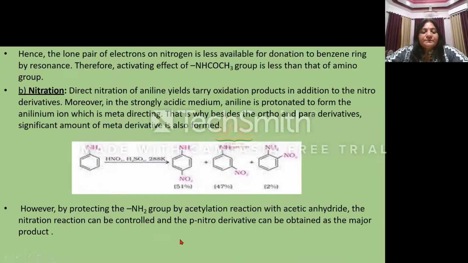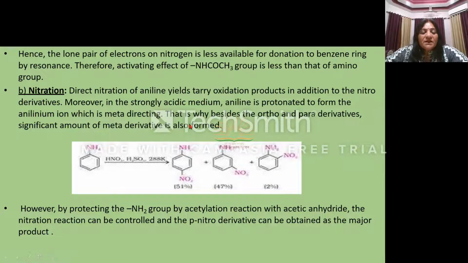Now the nitration. This is a very important reaction because the NH2 is a plus R effect group, but here the meta-nitroaniline is a major product, 47%. Direct nitration of aniline yields oxidation products in addition to the nitro derivatives. Moreover, in the strongly acidic medium, aniline is protonated to form the anilinium ion, which is meta-directing, and that is why besides the ortho and para derivatives, a significant amount of meta derivative is also formed.